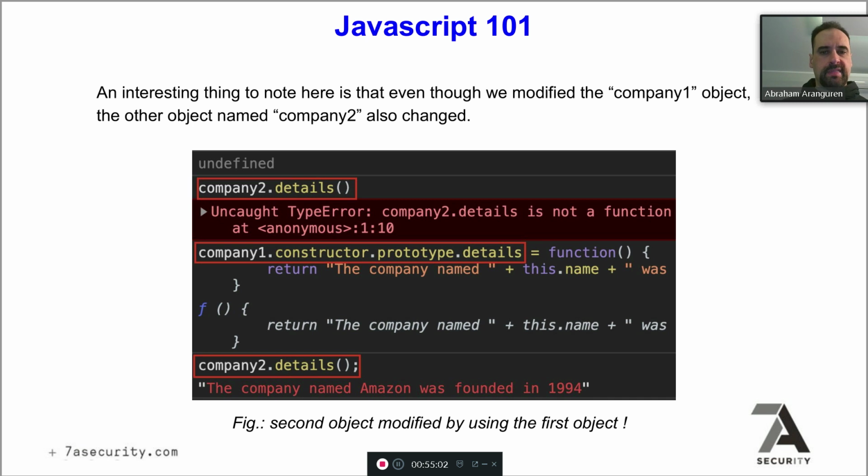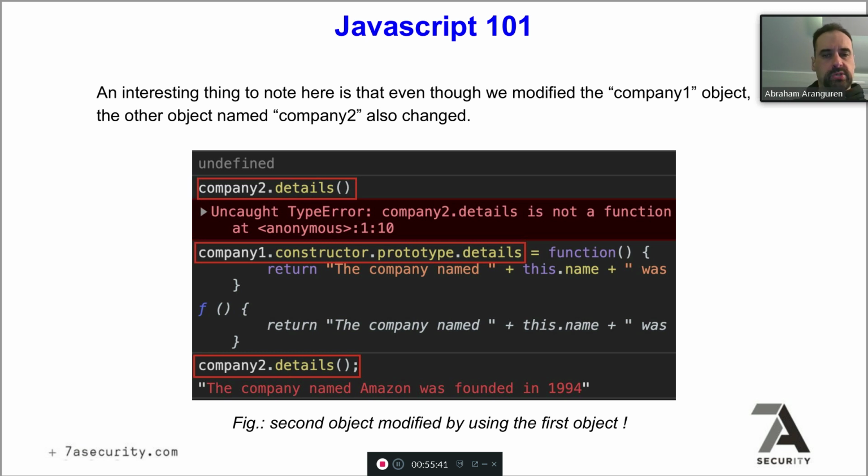You will get "company2.details is not a function". But then if you do company1.constructor.prototype.details = function, the company name this.name, and so on, and then you do company2.details, this will work, right? So you can see that a change in company1, where we're changing the constructor prototype of company1, affects company2, right?